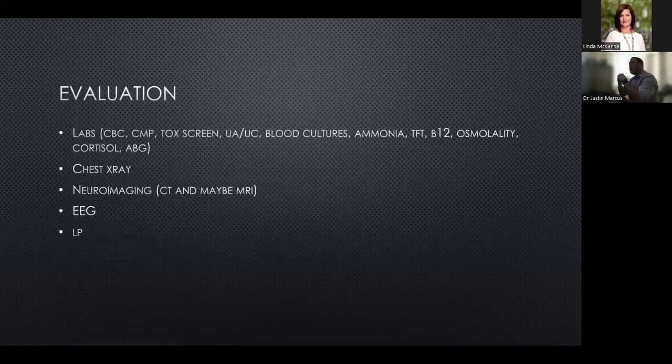Okay, so starting with the basic evaluation, basic labs. So everybody should get a CBC, CMP, a tox screen. By the way, even if somebody seems like they're endorsing a pretty accurate ingestion history of any substances, you still want to get the tox screen because sometimes whatever they took might have been laced with something else that they weren't even aware of. So just check that, and you'll never regret checking that. So I recommend that very strongly. A UA, UC, blood cultures, ammonia, B12 level, osmolality, cortisol, and ABG. You wouldn't necessarily need an ABG and cortisol in everyone, but if the initial workup is unremarkable, I would get those next.